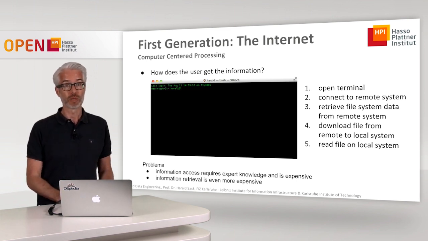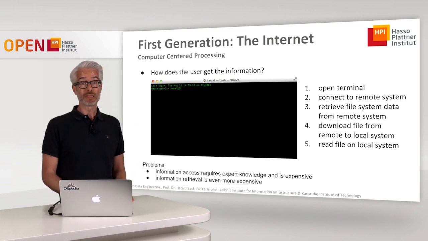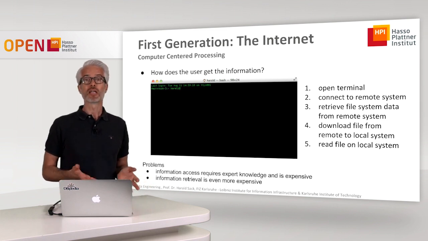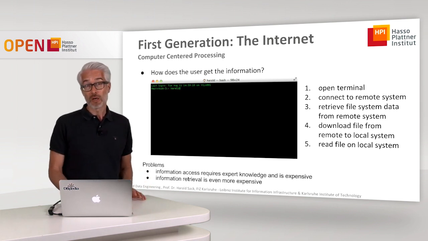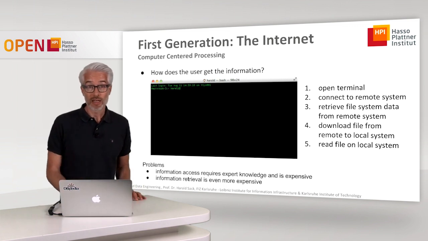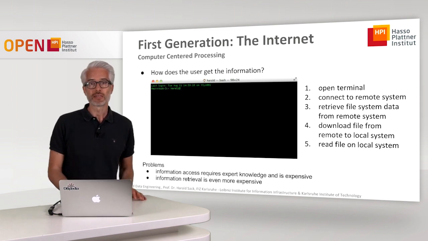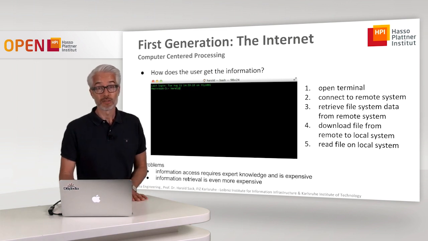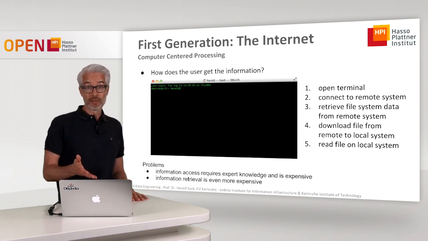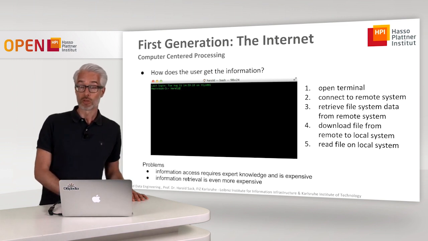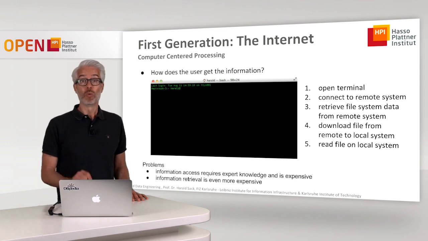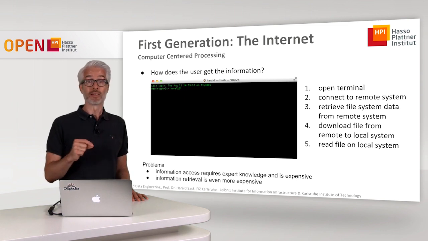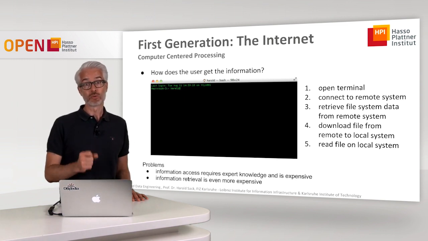So how did the user get the information? Some of you might be old enough to remember these times when you had to first open a terminal window. So you open your terminal and then you connect to a remote system. Then you have to find out what kind of information is available on this remote system. So you retrieve the file system data from the remote system. Then you scan through the file system data and you see something you are interested in, and then you download a file from the remote system to your local system. And only when the download is complete are you able to look at the file and read the file on your local system.